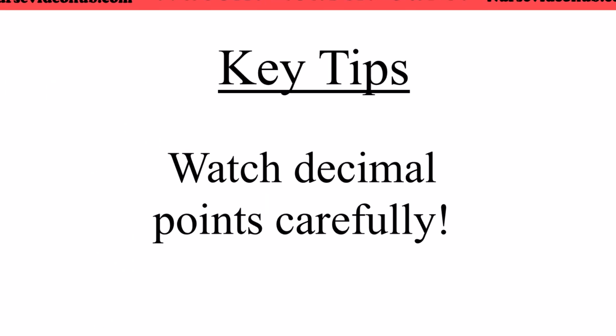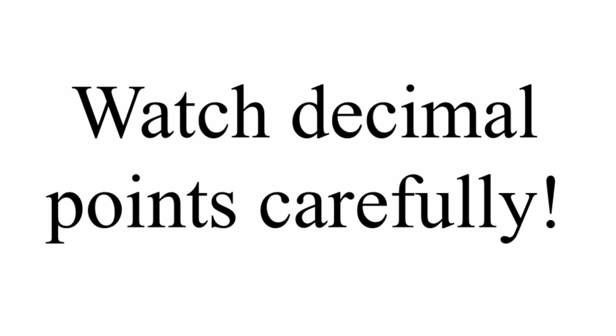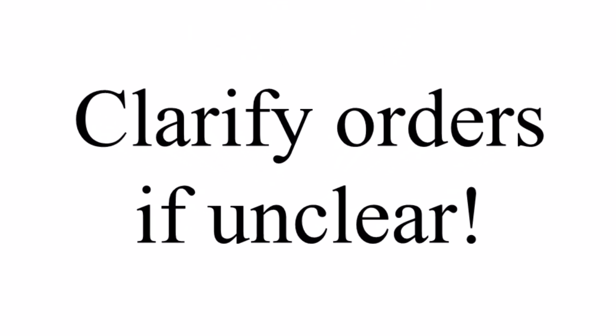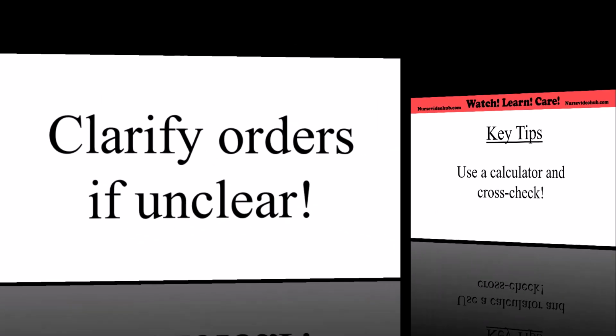Watch decimal points carefully. Decimal point errors can lead to 10-times overdoses or underdoses. For example, 0.1 milligram is not the same as 1 milligram. Always check. Use a leading zero and never a trailing zero. Clarify orders if unclear. If a dose or unit in a medication order seems off, don't guess, ask. It's always better to double check than risk a serious error.